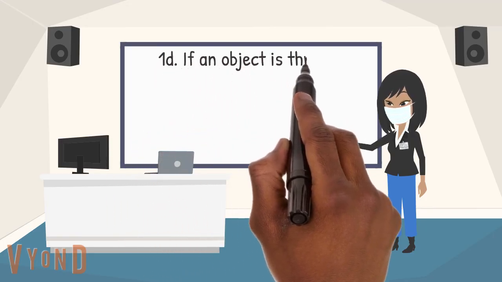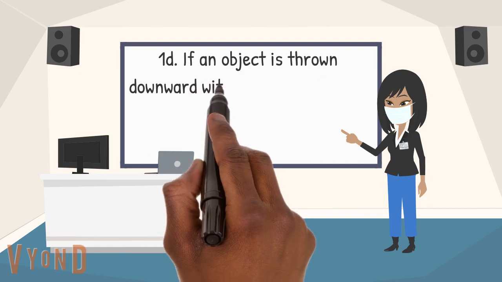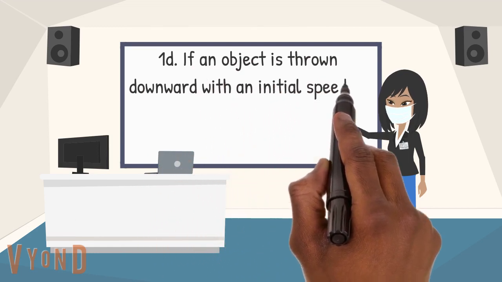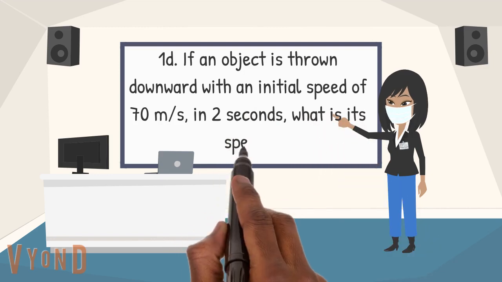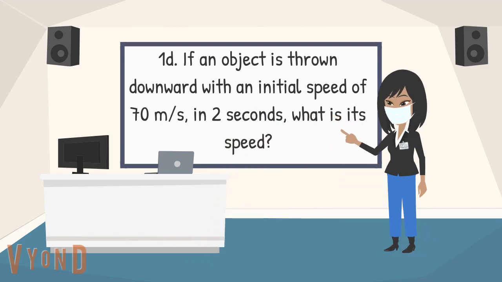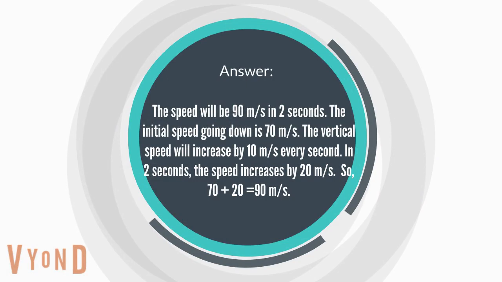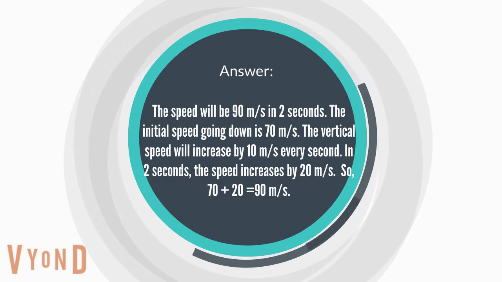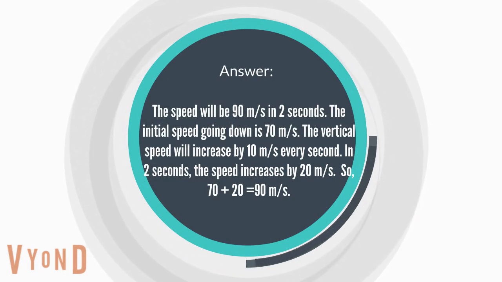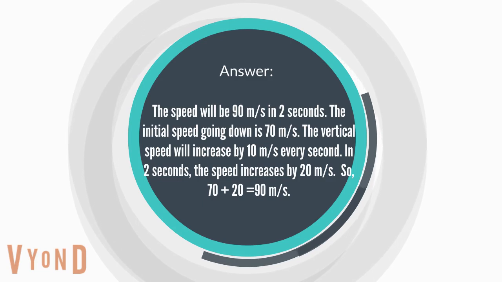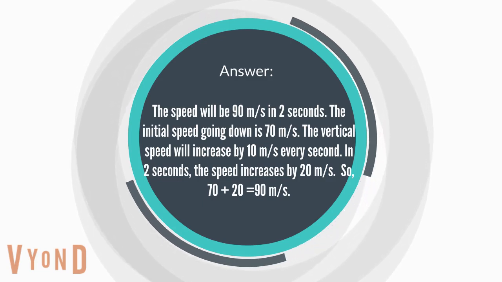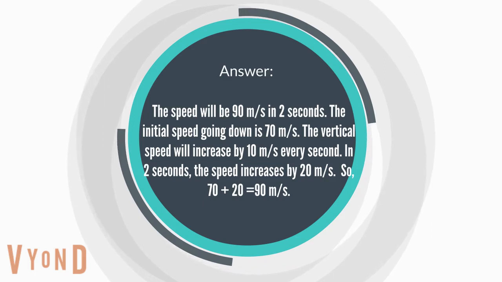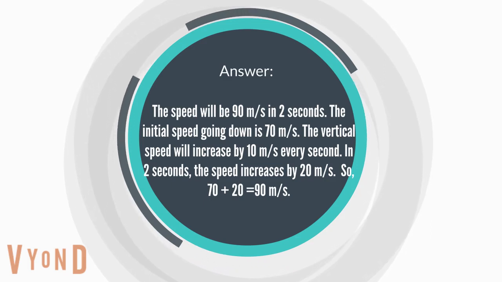If an object is thrown downward with a speed of 70 meters per second, in 2 seconds, what is its speed? The speed will be 90 in 2 seconds. The initial speed going down is 70. The speed will increase by 10 in 1 second. In 2 seconds, the speed will increase by 20. So, speed in 2 seconds will be 70 plus 20, which is 90.